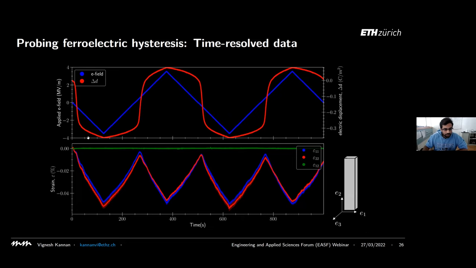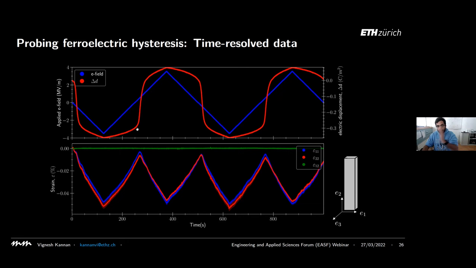So time-resolved data over about 1,000 seconds. We apply a cyclic electric field. So this is a triangular cycle. We measure the change in electrical displacement. That's the red curve here. And we measure the average strain on the surface of the sample as a function of the applied electric field. So this is the electrical displacement and the coupled strain due to purely electric field application.